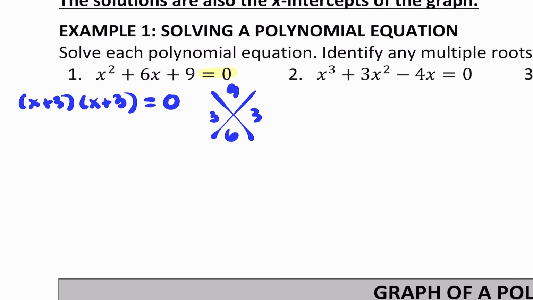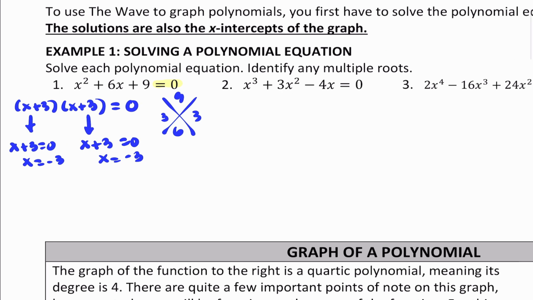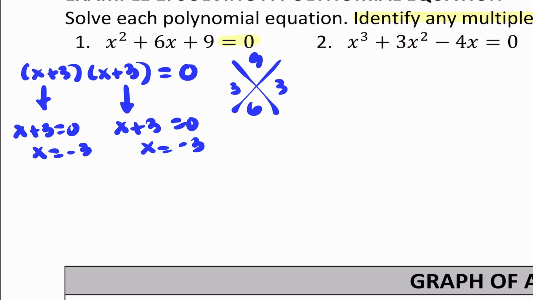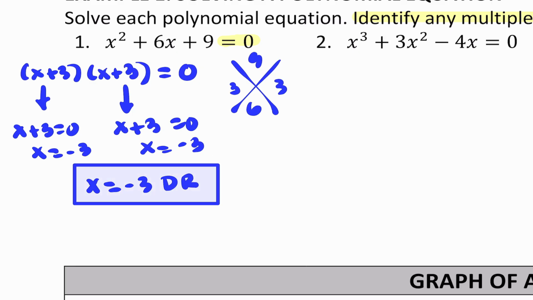All right, so then we have x plus 3 equal to 0 and x plus 3 equal to 0. So then we have x equals negative 3 and x equals negative 3. So notice that we have x equals negative 3 twice. We need to make sure we identify any multiple roots. So since x equals negative 3 appears twice, I have to indicate that this is a double root. So x equals negative 3, double root.